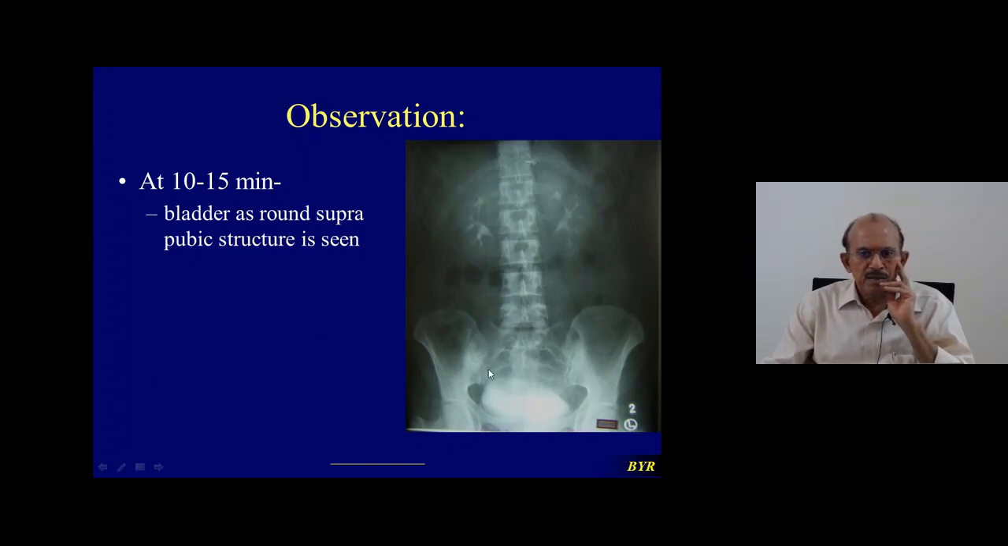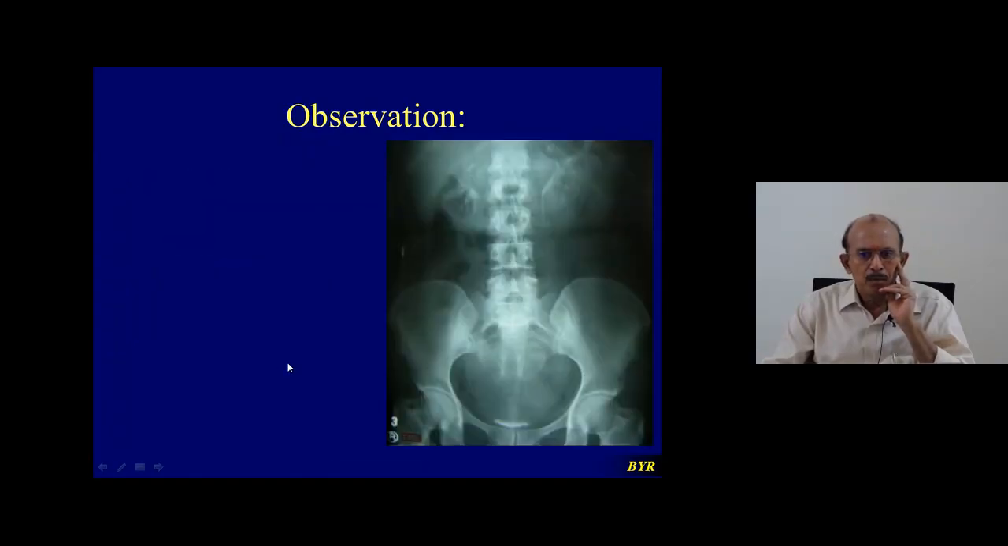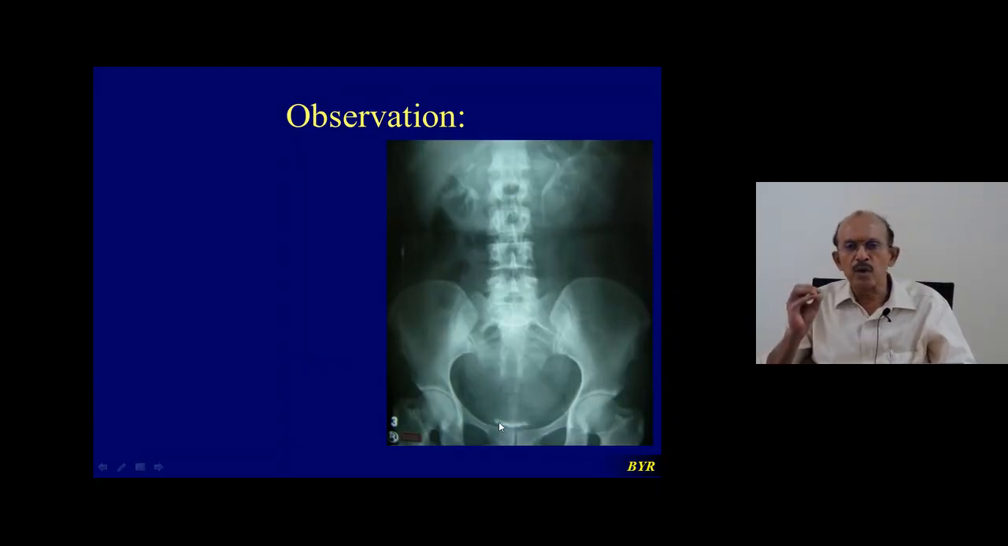At 10 to 15 minutes, you can see the bladder as a rounded opacity in the suprapubic region. Then, once you see the bladder, you ask the patient to go to the bathroom and void the urine and come back. Then take an X-ray. Because the patient has voided, you see the bladder is like this. That means there is no residual urine, or there are only a few ml of residual urine.